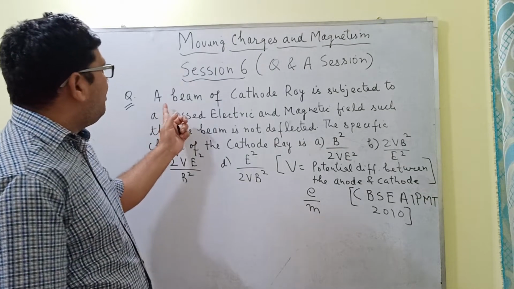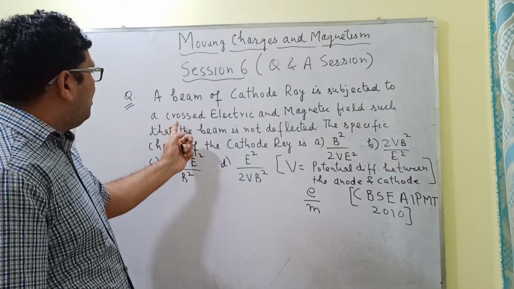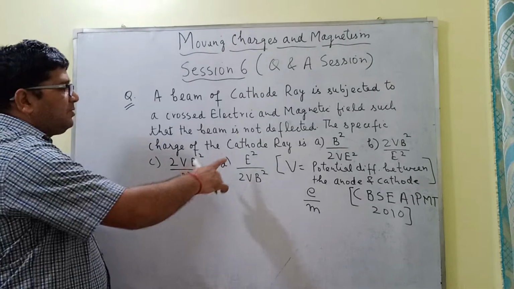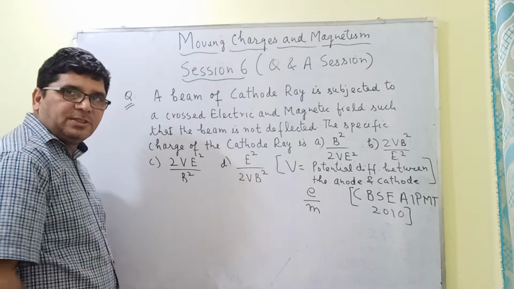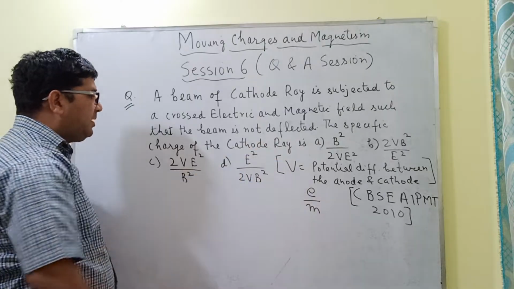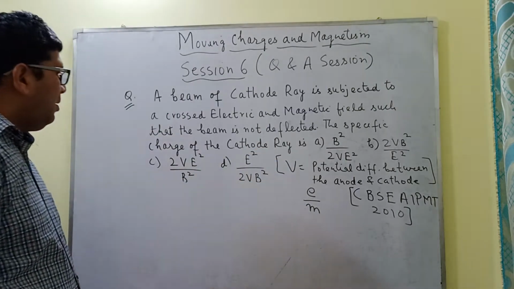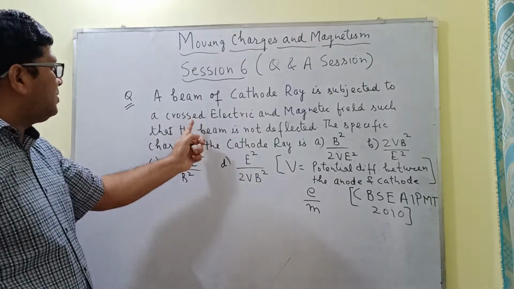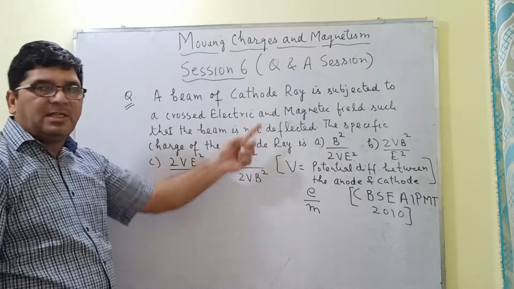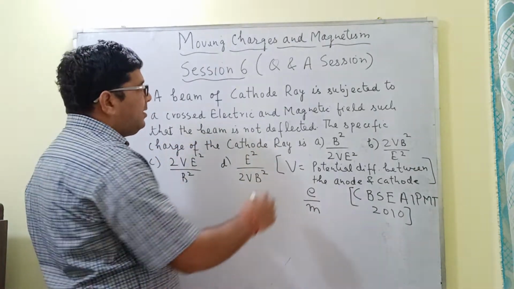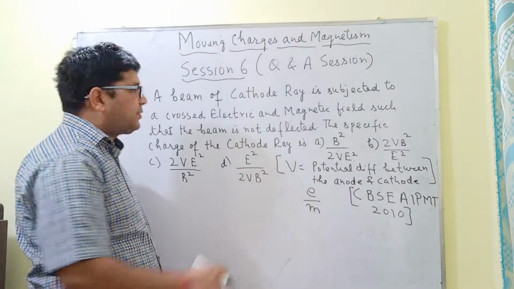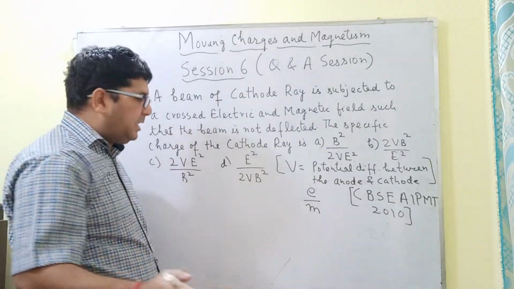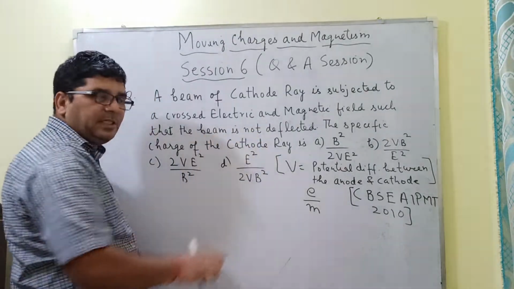So we can say that a beam of electrons is subjected to a cross electric and magnetic field such that the beam is not deflected. The specific charge of the cathode ray is to be found out, and we have been given 4 alternatives here. Since this electron beam is subjected to a cross electric and magnetic field and it is not getting deflected, it means that the electrostatic force due to the electric field and the magnetic force due to the magnetic field on this electron are equal, and that is the reason why this beam is not getting deflected.